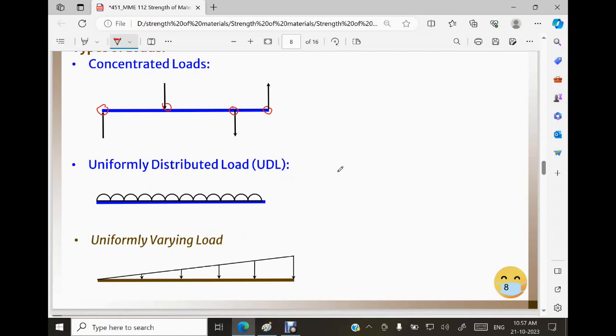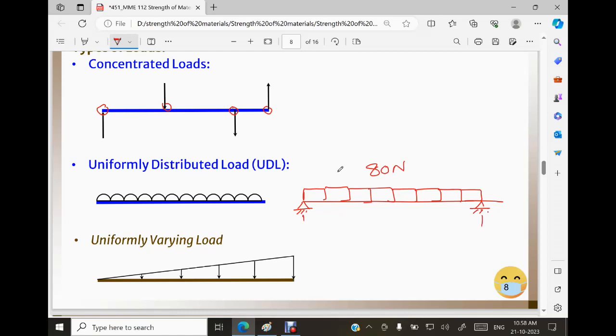Now the second one is what? Uniformly distributed load. You have a beam. On this beam, you have kept small blocks, you can say concrete blocks. Let us say each block is 10 newtons. If each block is 10 newtons, then how many blocks are there? One, two, three, four, five, six, seven, eight. You have got 8 blocks over here. 8 blocks, each 10 newtons, means 80 newtons you have got.